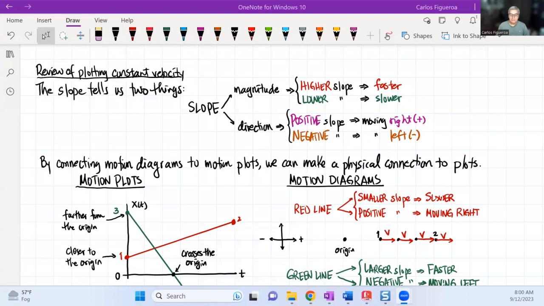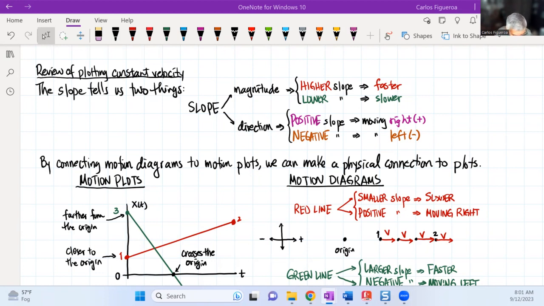So here's what we started looking at. We were reviewing plotting motion. And as we reviewed plotting motion, we looked at constant velocity, and another thing that we looked at was changing velocity. So what I'd like to do here is go back and focus on those particular things.